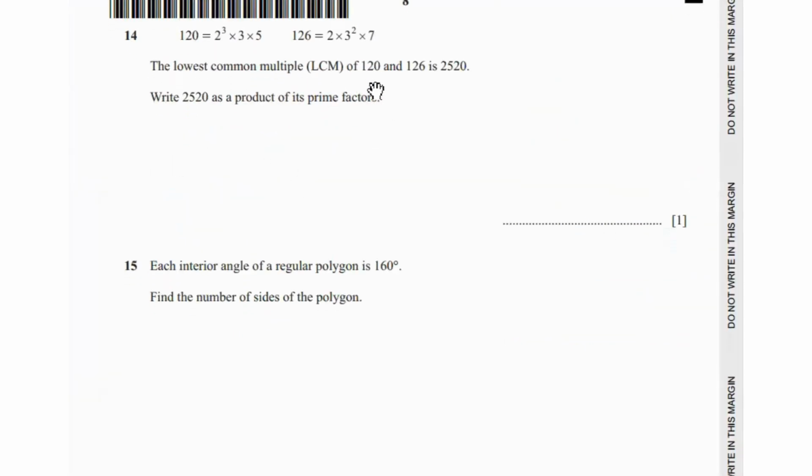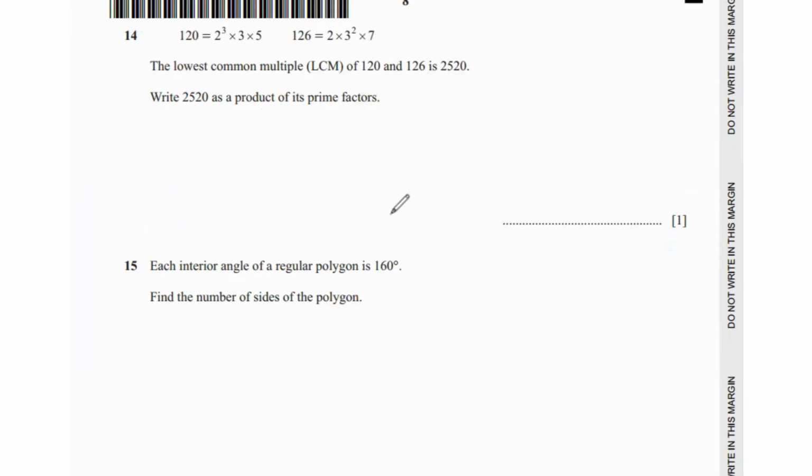Then it says the lowest common multiple of 120 and 126 is 2520. Write 2520 as a product of its prime factors. So we know 120 equals 2 cubed times 3 times 5, and 126 is 2 times 3 squared times 7. So when talking about the lowest common multiple, they already said that's 2520. So we just have to rewrite this as a product of its prime factors.